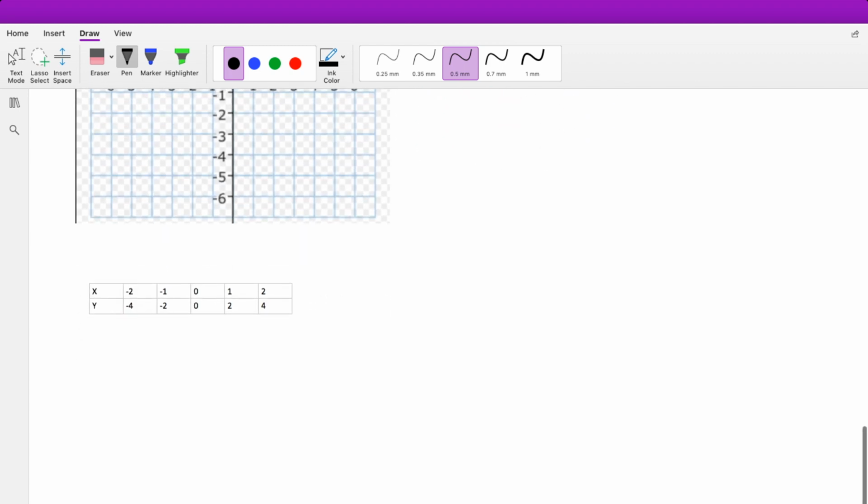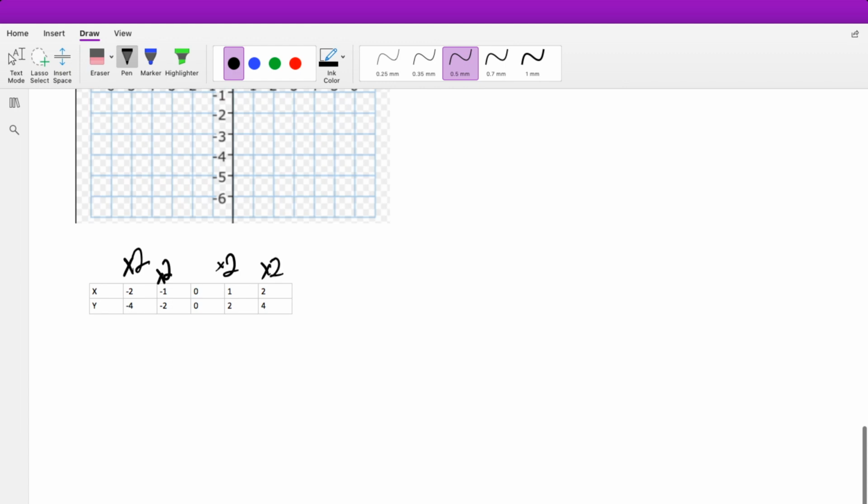Now let's check this last one. To go from -2 to -4, we just multiply by 2. To go from -1 to -2, we multiply by 2. To go from 0 to 0, we don't need to do anything. To go from 1 to 2, we multiply by 2. And then to go from 2 to 4, we also multiply by 2.